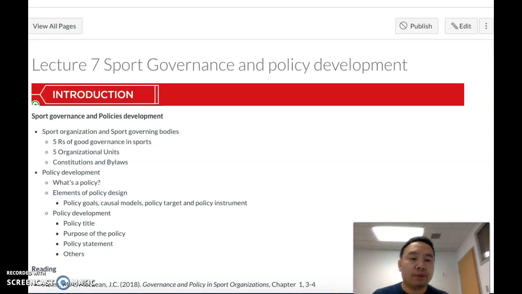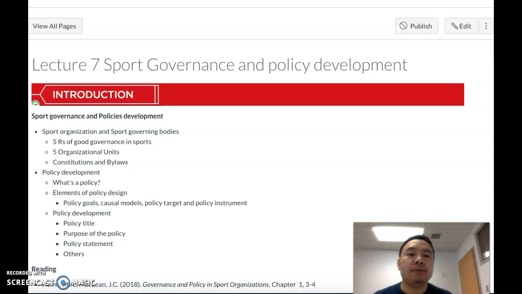So starting from today, we'll be focusing on the second part of the semester, where we'll be talking about sports governance. So the upcoming 4 lectures are related to sports governance. We'll be using this textbook, Governance and Policies in Sports Organizations. The majority of the reading that you'll be doing for the rest of the semester is coming from this textbook.